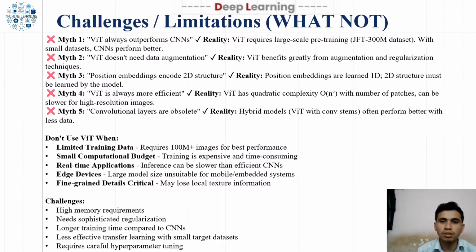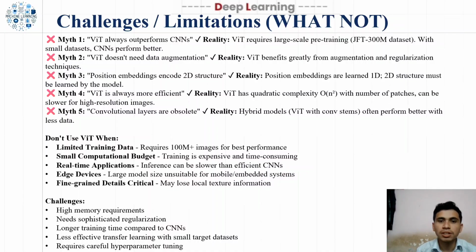Myth number three is that position embeddings encode 2D structure. The reality is that the position embeddings are learned as a 1D vector. The 2D spatial structure must be learned by the model itself through training. Myth number four is that ViT is always more efficient. The reality is that ViT has quadratic complexity, O of n squared, with the number of patches, which can make it slower for high-resolution images compared to efficient CNNs.